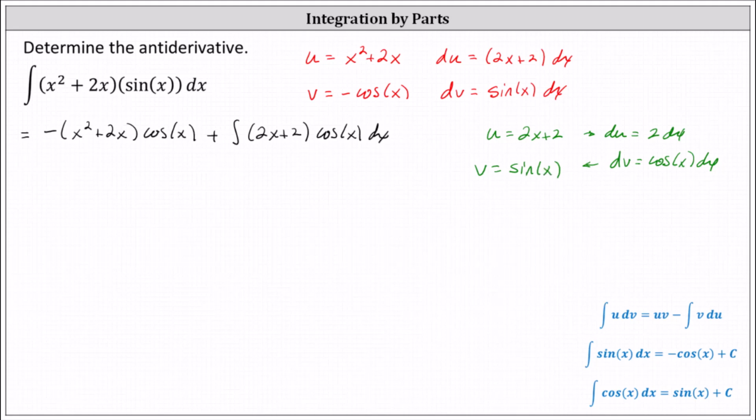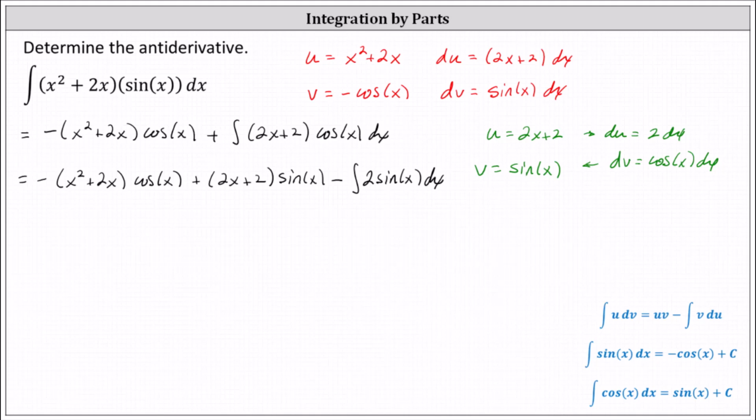So now we apply the integration by parts formula for this integral here. So we still have the opposite of the quantity x squared plus 2x times cosine x. And then again, applying the integration by parts formula to expand this integral, u times v is the quantity 2x plus 2 times sine x, and then minus the integral of v du, which gives us the integral of 2 sine x dx.